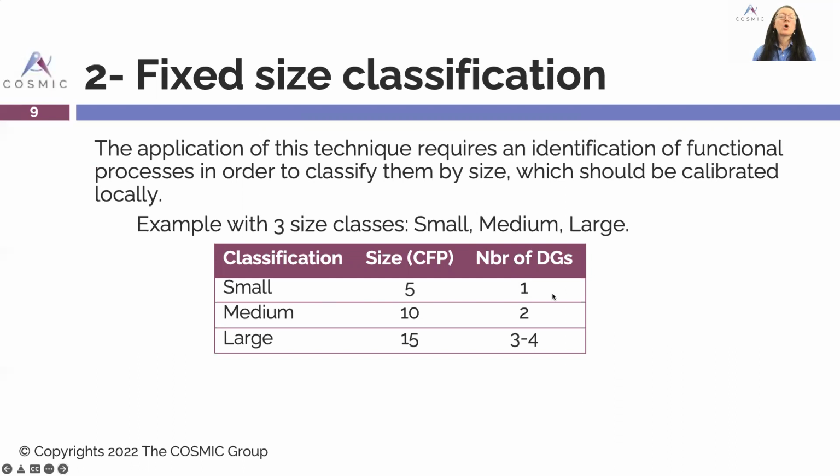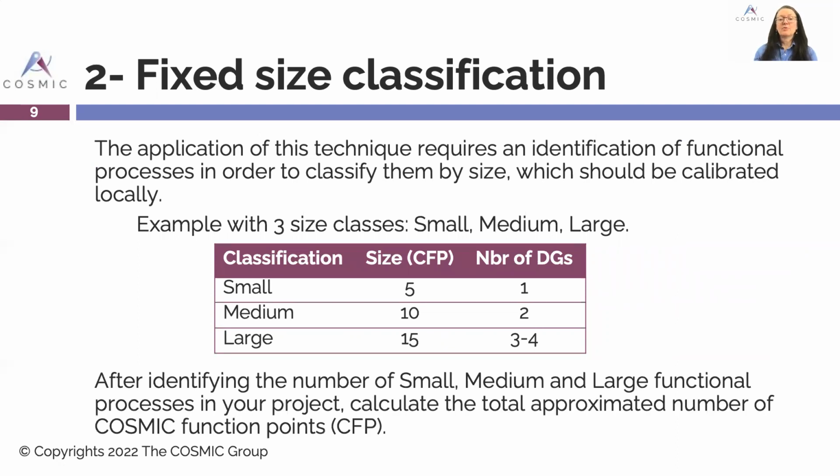Let's say it handles 1 primary data group. A medium one would be an average of 10 COSMIC function points, where it is medium because it handles, let's say, 2 primary data groups. And a large one would be 15 COSMIC function points, and it will handle 3 or 4 primary or major data groups. So after identifying the number of small, medium, or large functional processes in your project, you calculate the total approximated number of COSMIC function points based on these fixed size classifications.